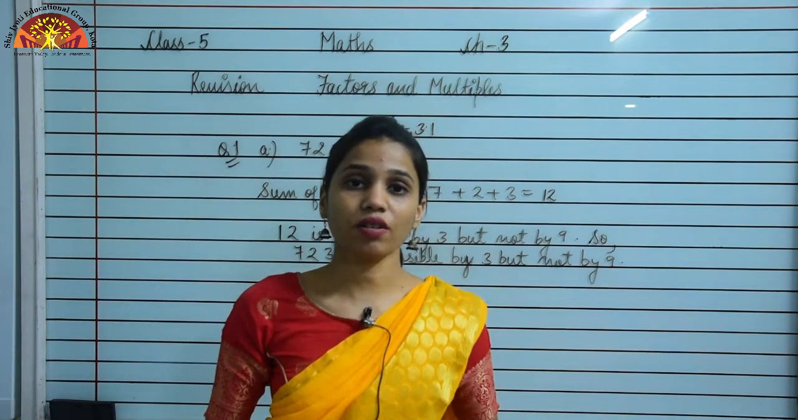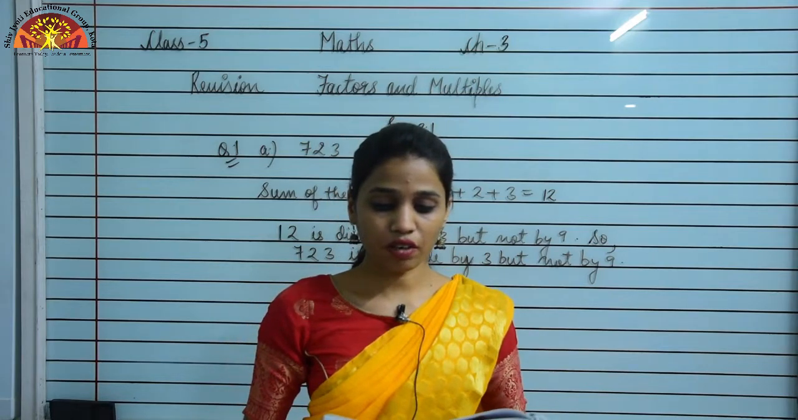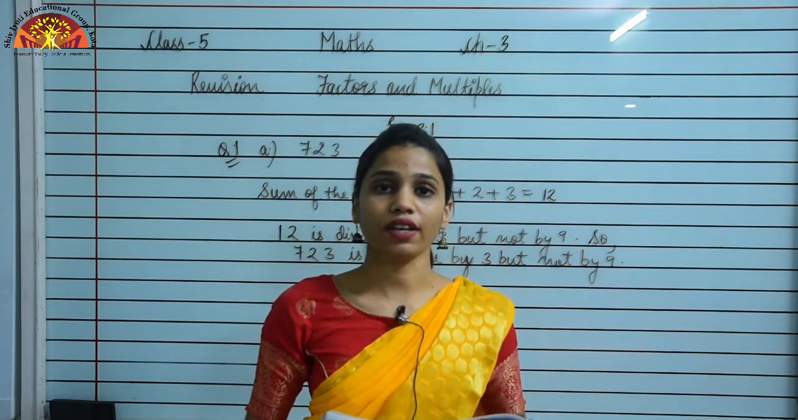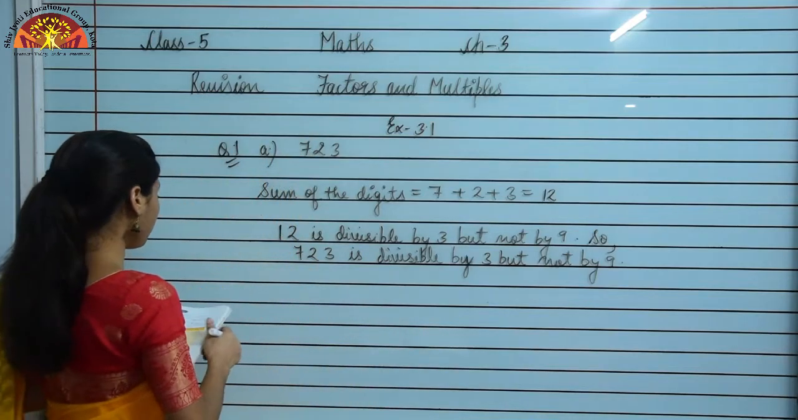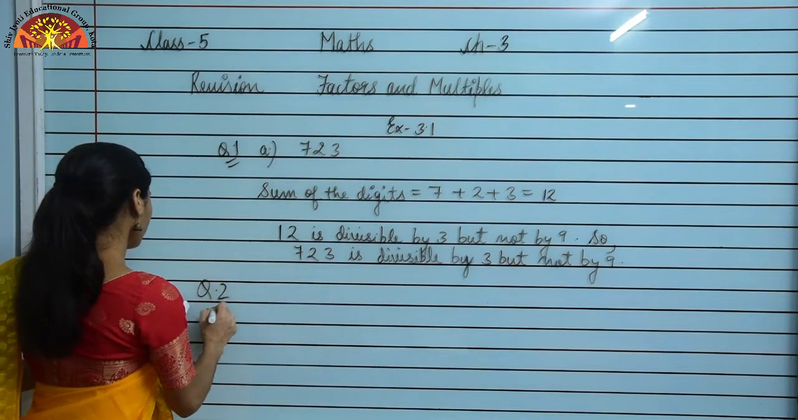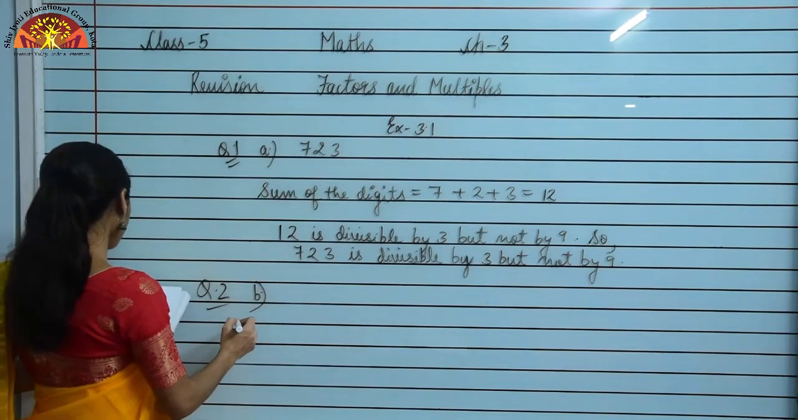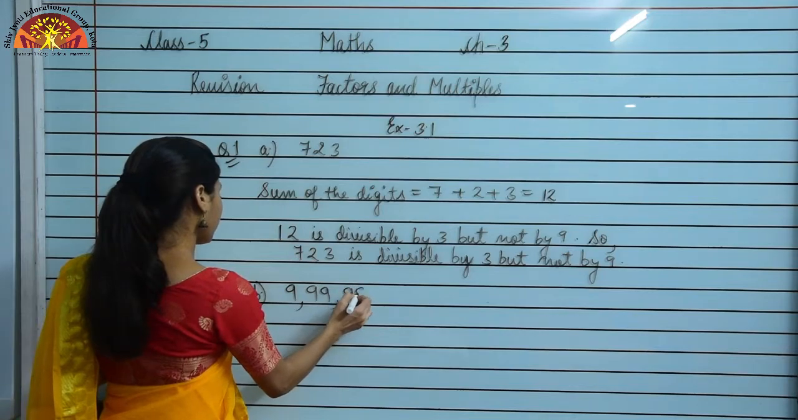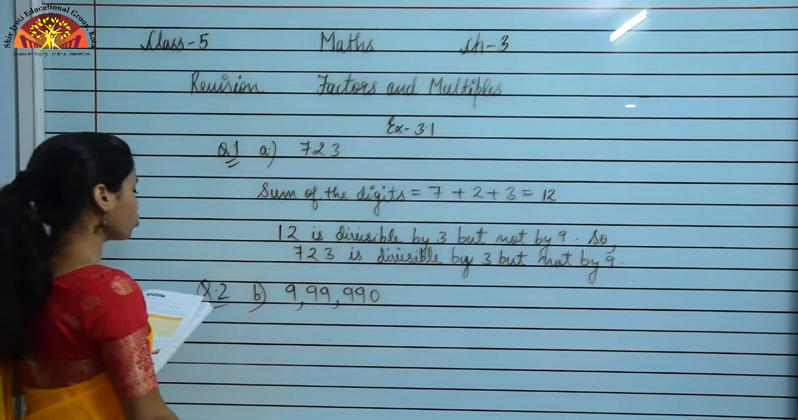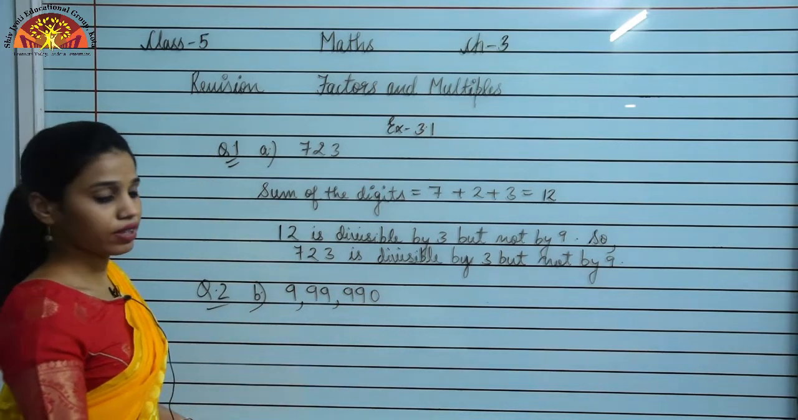What is given in question number 2? Check the divisibility of the following numbers by 5 and 10. Now here we will see the B part. Question number 2, B part. Now what is given in B part? 9,99,990. Now we have to check the divisibility by 5 and 10.